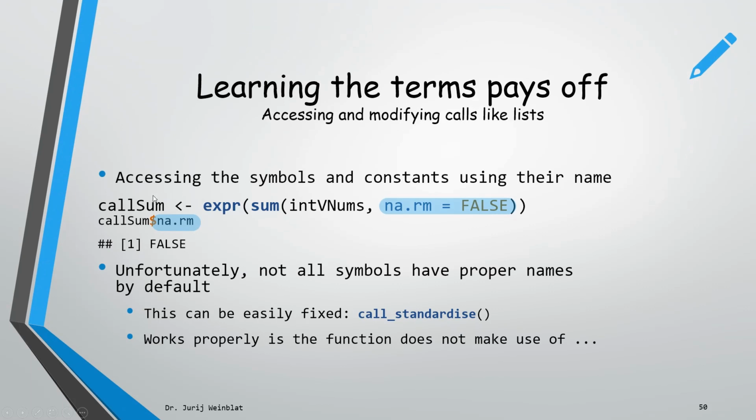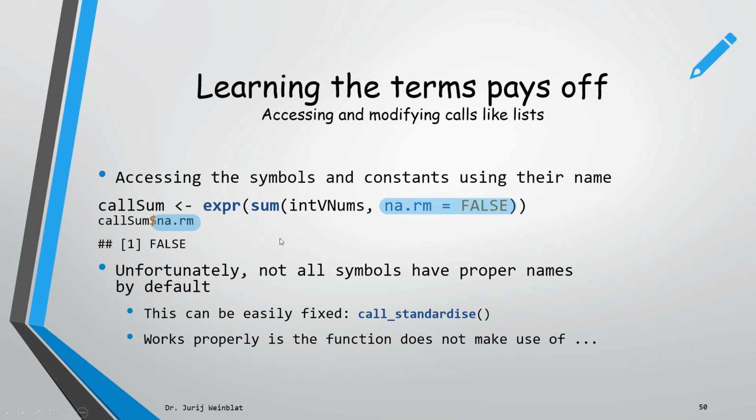So let's first maybe create a new expression just as an example. It's once again our simple sum function with parameter na.rm, which is FALSE. And now we would like, on the next slide, to actually modify the value of this na.rm parameter. First, let's see how we can access it.